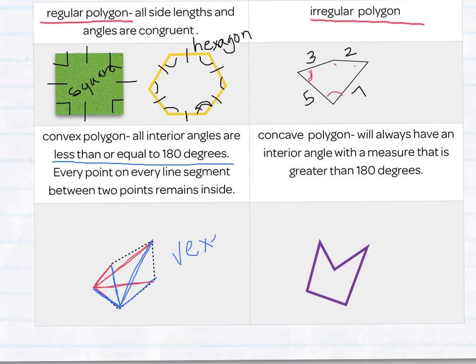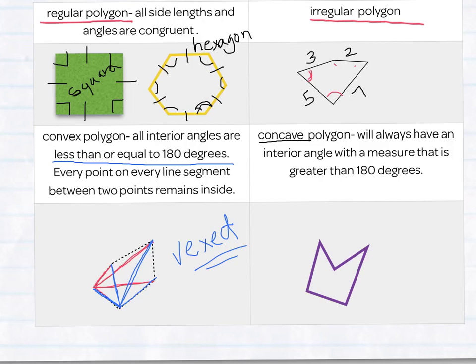Get vexed. For a concave polygon, I like to think of that word as cave, meaning this polygon could cave in. Okay, so there's going to be at least one interior angle for this polygon that's going to be greater than 180 degrees. But if you look at it, you can find it right away.